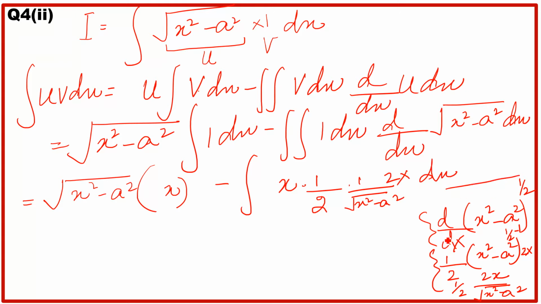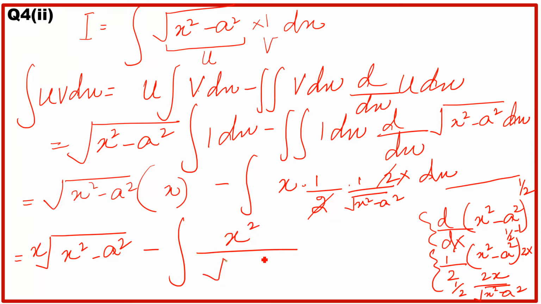This part you have to show in your exam, in your copies, but you cannot perform this function here. Just write down whatever the derivative of this function is. Now you have to cross this 2 with this 2. Whatever is remaining we write here: x square minus a square. These two are multiplying each other, so I can write here minus integral of x square in the numerator and under root x square minus a square in the denominator.